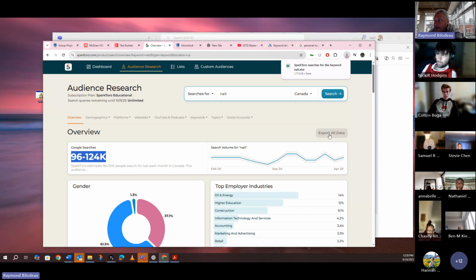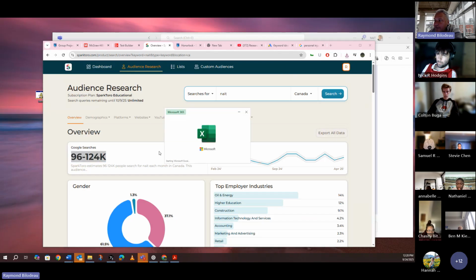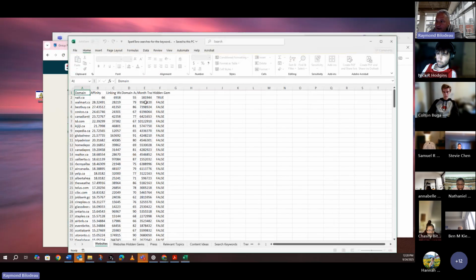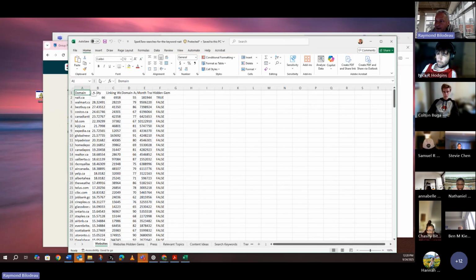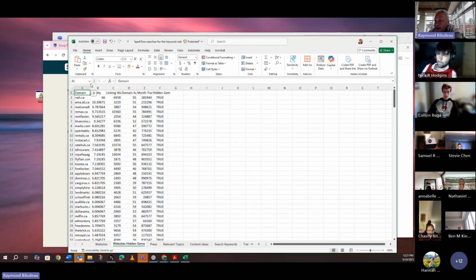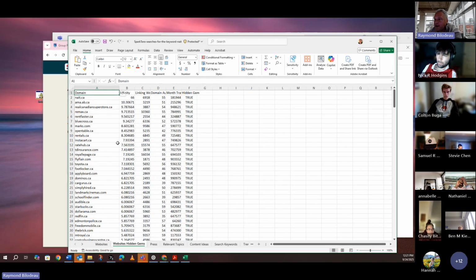So this is export all data. One of the key features of SparkToro, should you choose to use it, is you can see in here a bunch more data. So here's your affinity. In other words, of the 100,000, about 66% go to the website Nate. So that's interesting. Of the 100,000 people who search Nate, 66% actually go to the website Nate, which I think is kind of interesting. Here's some of the other websites and the percentage that goes with it. Here's some of the hidden gems.